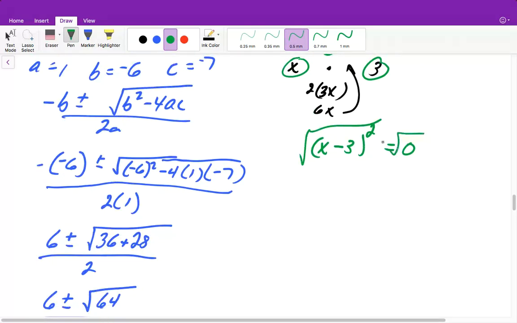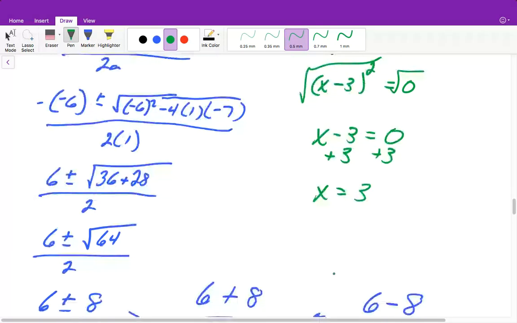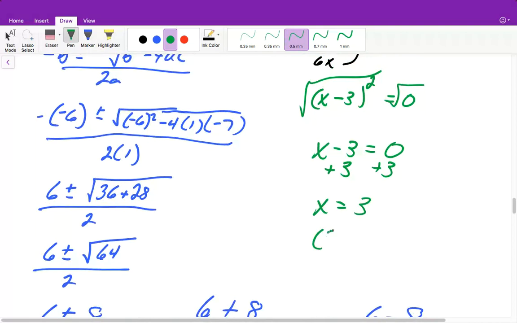I can then take the square root of each side. x minus 3 is equal to 0. Add over 3, add over 3. So that means x is equal to 3. So when x is equal to 3, y was equal to -1. And that is our answer for that one.